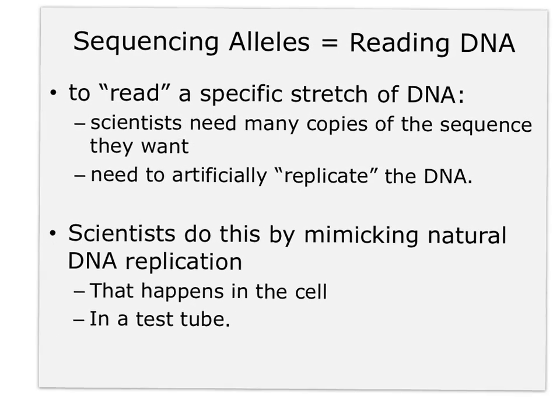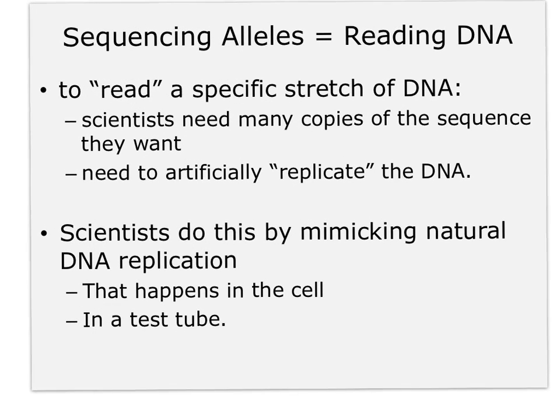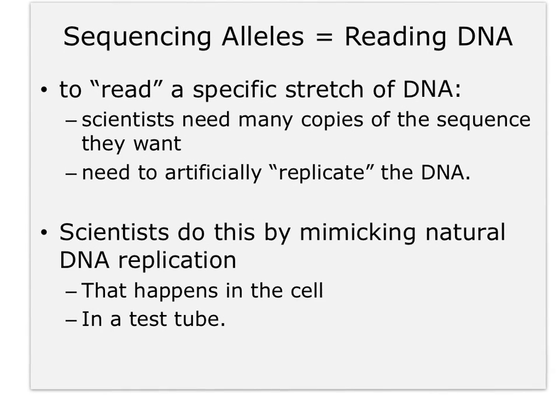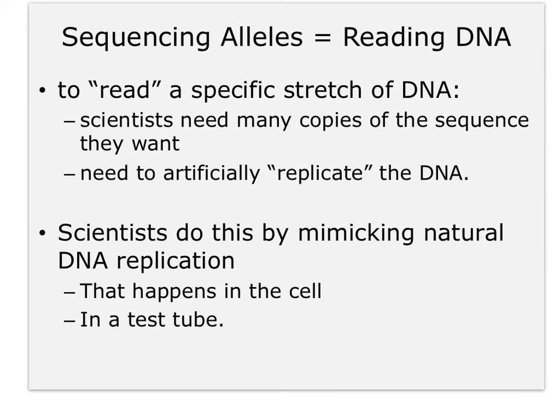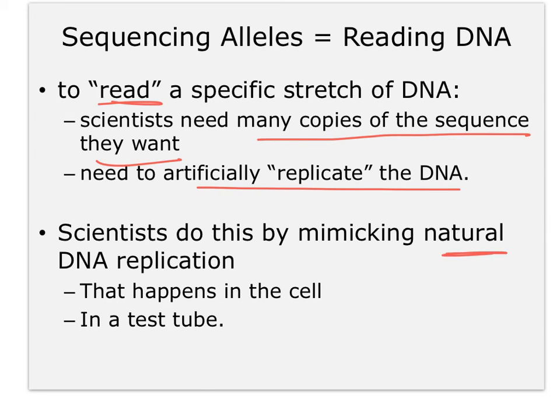So how do we know? How do we get the sequence or the order of the DNA? Well, we have to sequence it. We read it. We can make many, many copies of this sequence and artificially replicate the DNA to figure out what the sequence is, right? We do this by mimicking how regular DNA replication works.